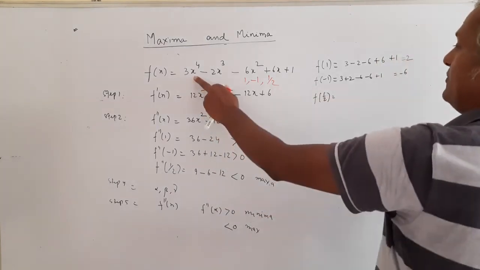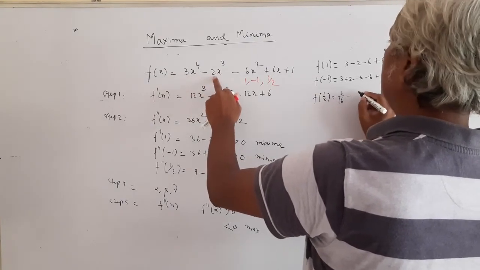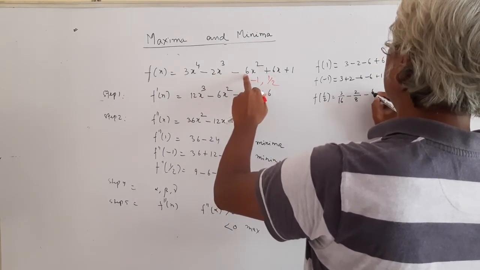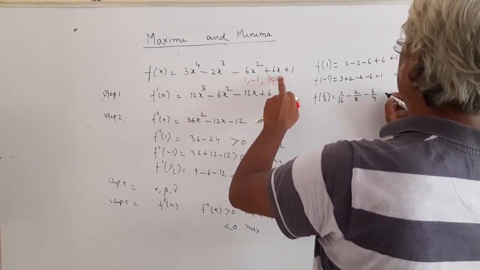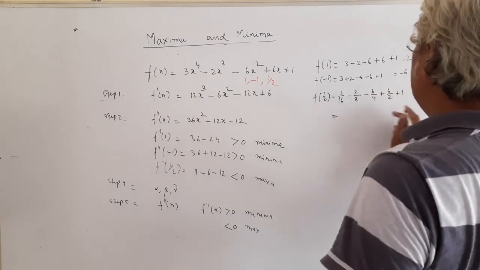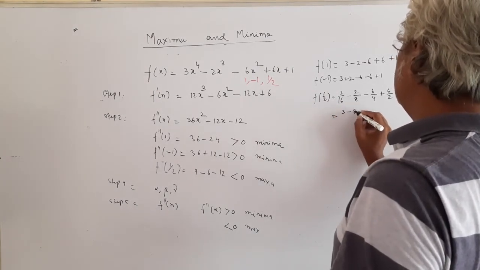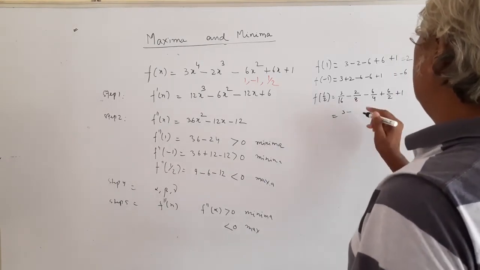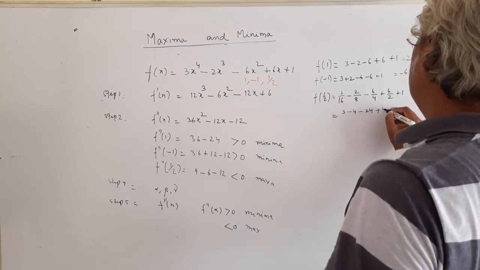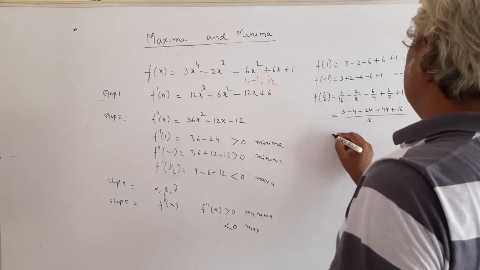So half to the power 4 is 16. So that is 3 over 16 minus 2 over 8 minus 6 over 4 plus 6 over 2 plus 1. Now I can make the denominator 16. So this will become 3 minus 4 minus 24 plus 48 plus 16, whole divided by 16.